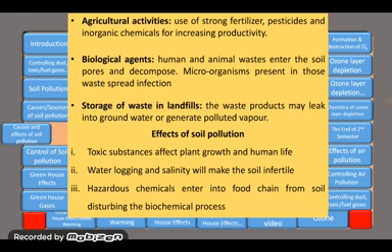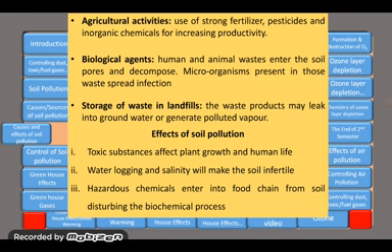Then biological agents, human and animal waste, will enter the soil and decompose. As they do that, it will enhance the growth of microorganisms, which can lead to disease infection. That is, animal waste such as feces, dung, and so on and so forth. Once they enter into the soil, they decompose and give room for the growth of microorganisms, which can cause diseases in humans and even in plants.